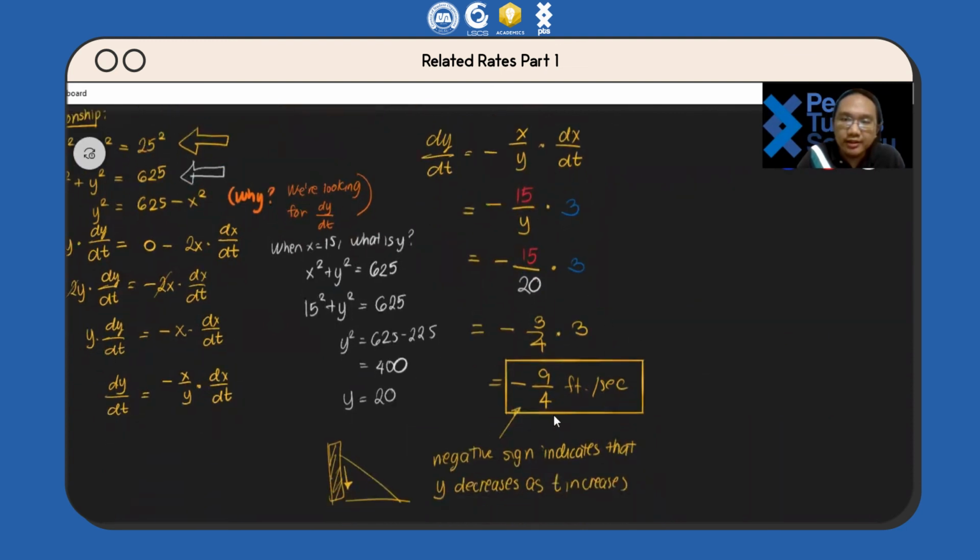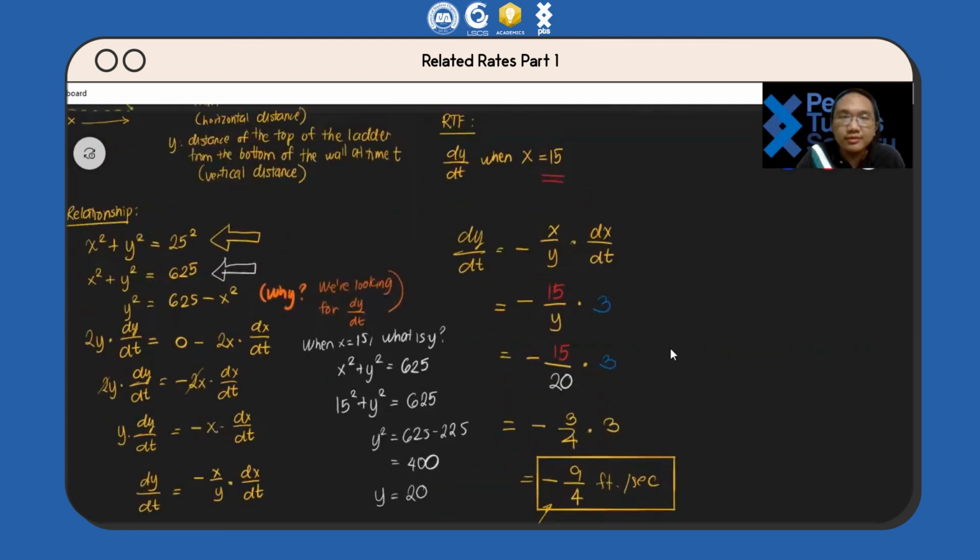Over here, then negative 9/4 feet per second. Then of course, we need to check if our answer makes sense. Here it makes sense to be negative since the ladder slides down. So in the next problem, we're going to take a look at a more complicated example of related rates.